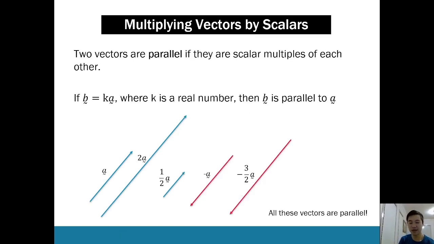And two vectors are parallel if they are scalar multiples of each other. So if B equals K times A, where K is a real number, then B is parallel to A. Because all of these vectors here are scalar multiples, and therefore they're all parallel, because we can express each one as K times A, where K is just some real number.